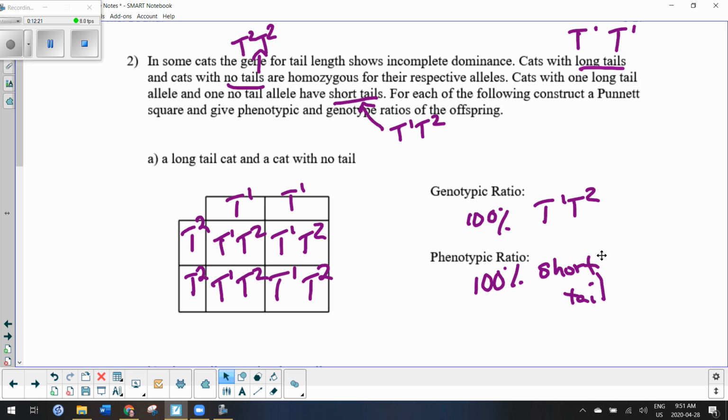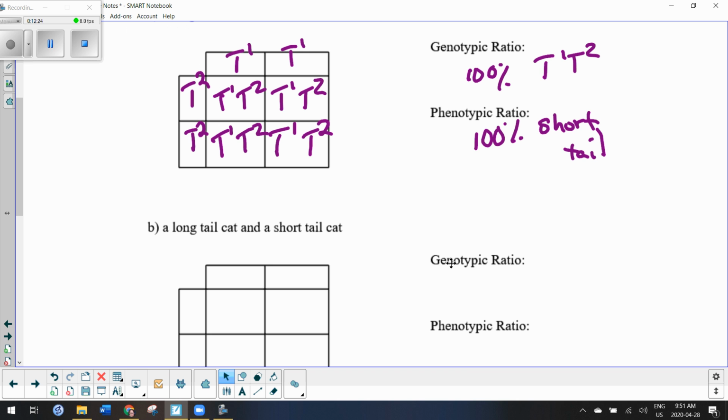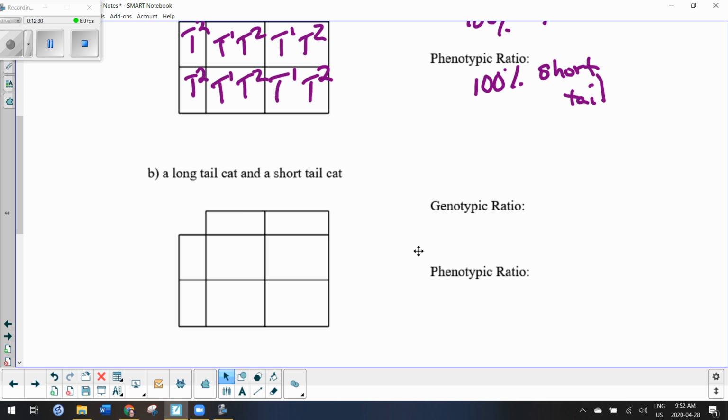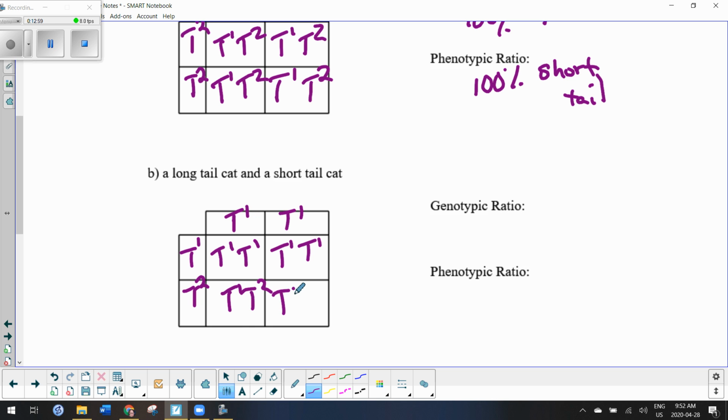Okay, so this is very similar to the first one, so I'm going to do another example. So I'll do B. A long tail cat, so that was T1, with a short tail cat, so that was T1, T2. So here you get T1, so that's a long tail. Here you also get T1. Down here, this T2 is carried into both, and you can only pass on T1. So T1, T2. So we get 50-50.